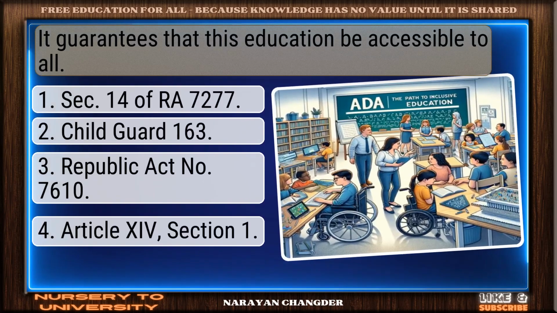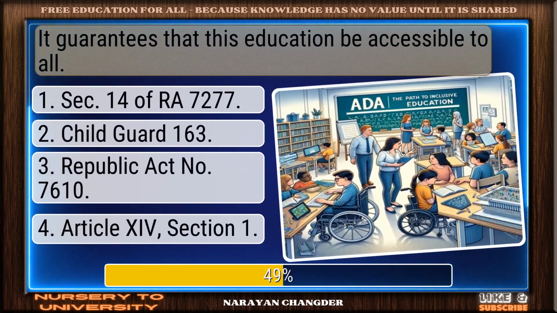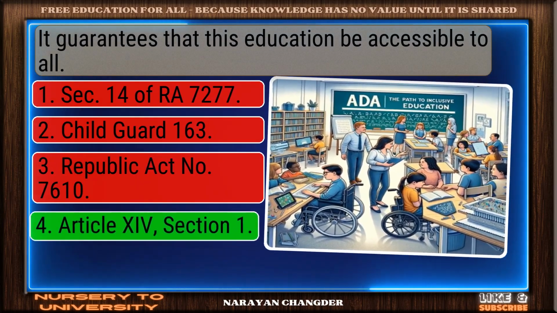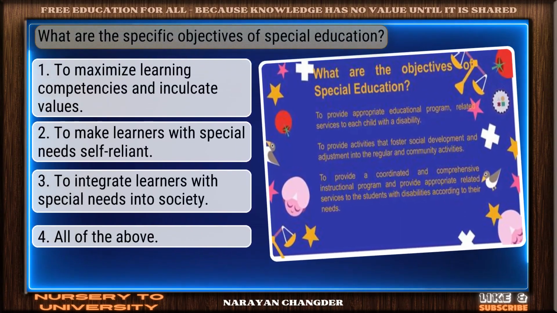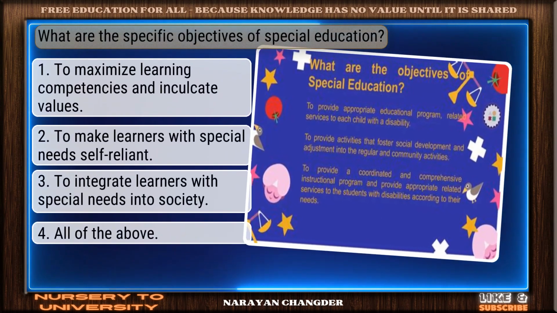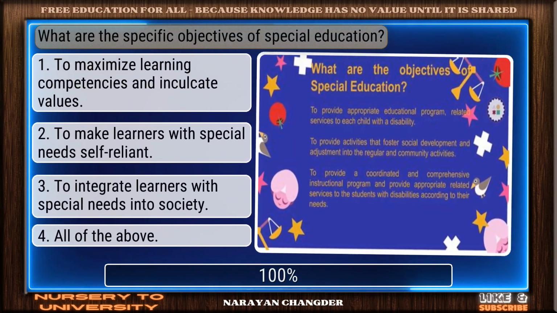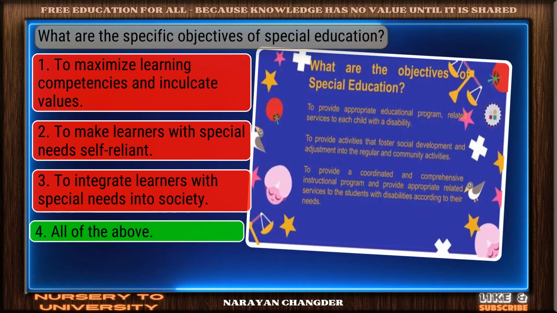It guarantees that this education be accessible to all. Great job. Article XIV, Section 1 is the accurate answer. What are the specific objectives of special education? Right choice. All of the above is the best answer.